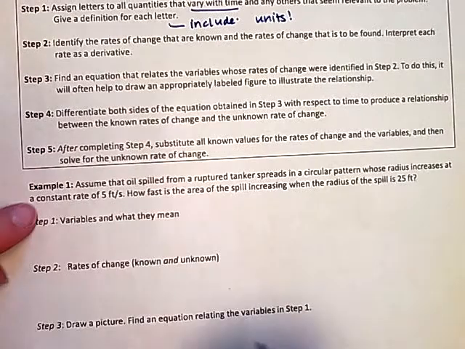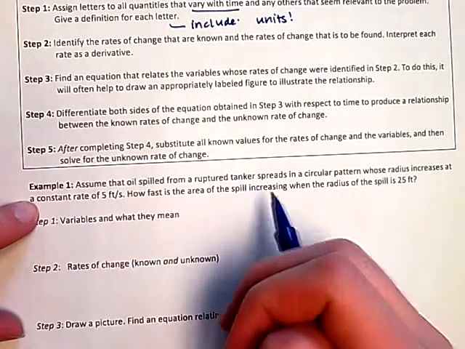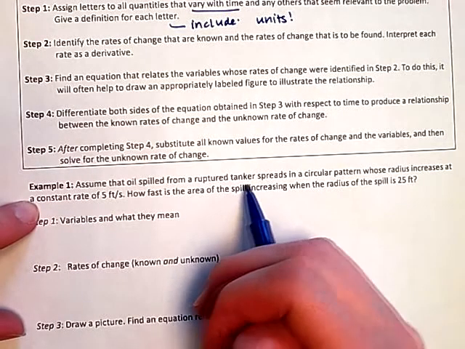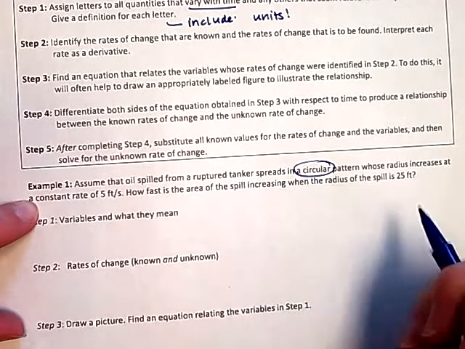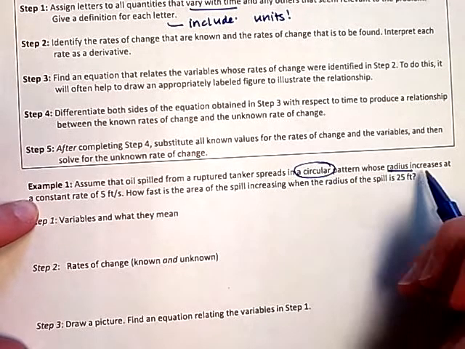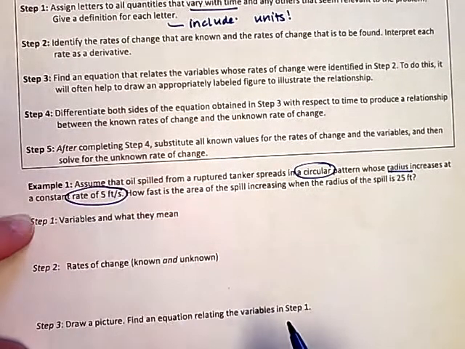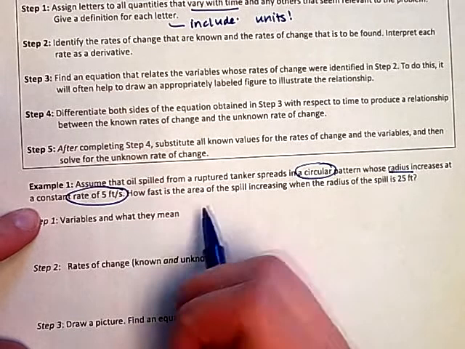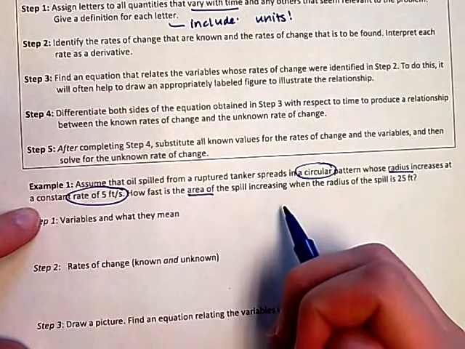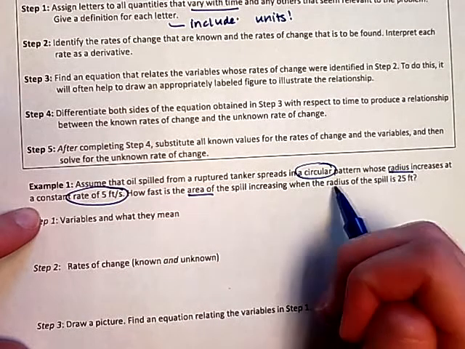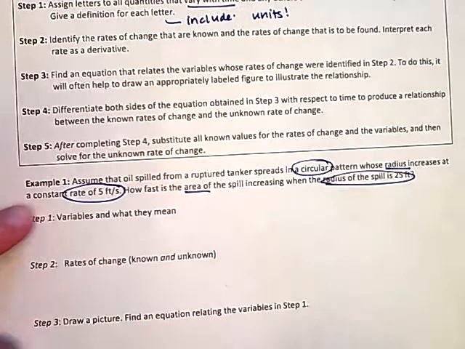So if we read this example, it says, assume that oil has spilled from a ruptured tanker in a circular pattern, that's going to be important, whose radius increases at a constant rate of 5 feet per second. How fast is the area of the spill increasing when the radius of the spill is 25 feet?